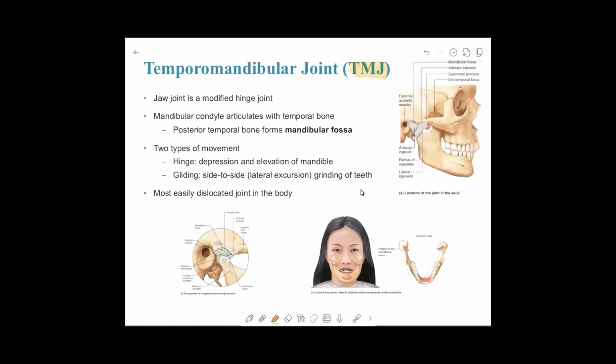It's a modified hinge joint. And since it's a hinge joint, you should all know that means it moves in one plane, which makes it uniaxial. So as I've mentioned before, the mandibular condyle articulates with the mandibular fossa for that type of movement, which is depression and elevation of the mandible. Also some side-to-side grinding of the teeth. So if people wear an occlusal guard at night, a lot of times that's to prevent the grinding of the teeth that happens at night.